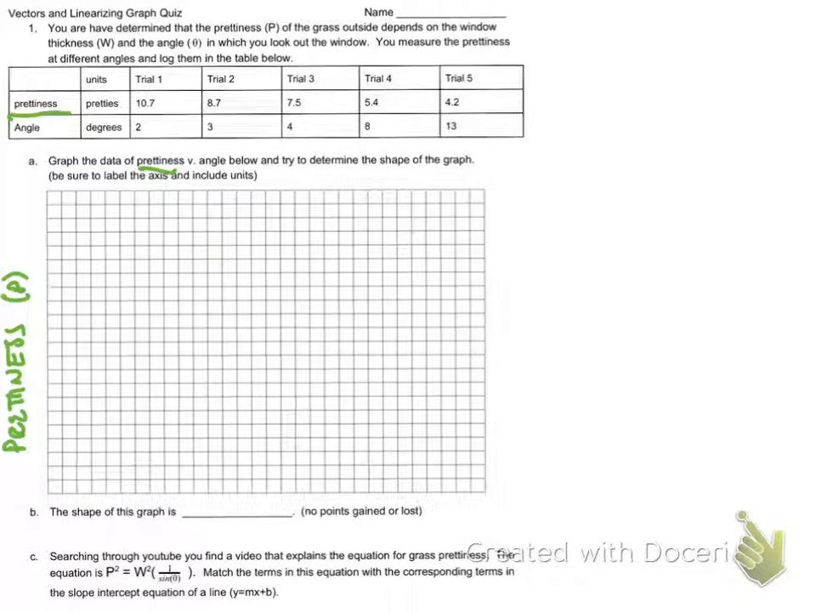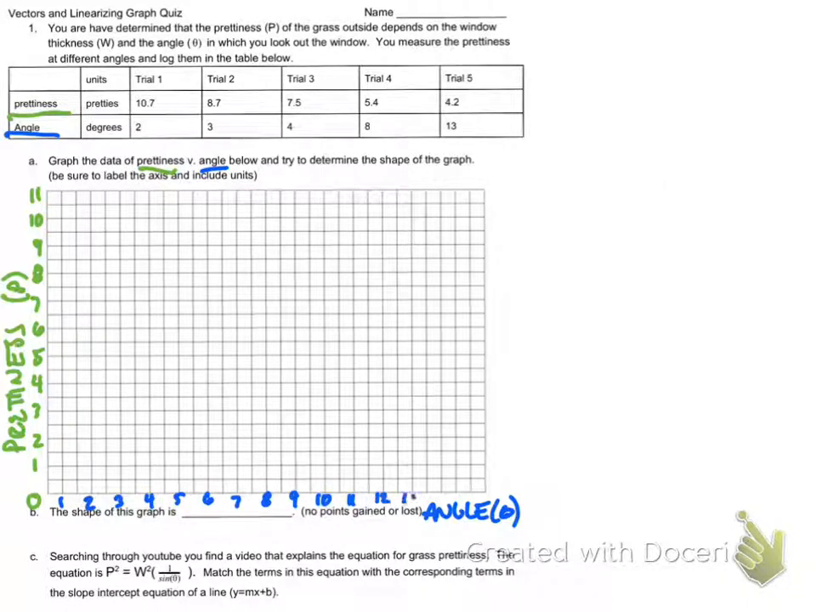And we want to graph prettiness versus angle. So on our y-axis, we put prettiness, and we can put our values. It goes up to about 11, so that works out. On the x-axis, we want angle in theta, which is our degrees, and we can then put our numbers all the way out to 13. Then we want to graph those points and draw in what that graph looks like.